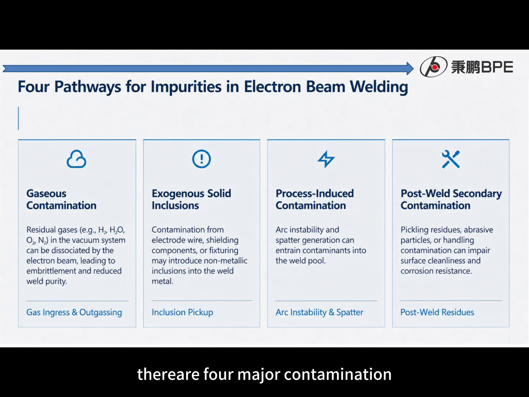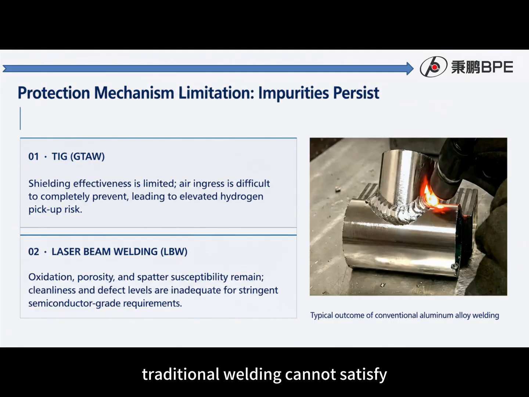There are 4 major contamination sources in traditional aluminum welding: oxygen and moisture in air form oxide inclusions and hydrogen pores. Filler wires and shielding gas introduce solid foreign impurities. Welding spatter generates particulate residues. Residues from grinding and acid pickling all fail to meet semiconductor standards. Traditional welding cannot satisfy semiconductor manufacturing standards.